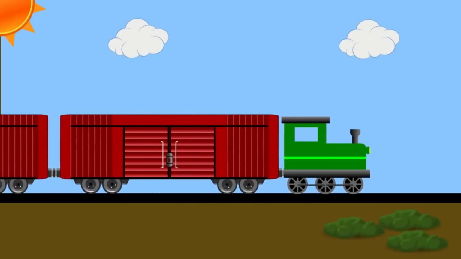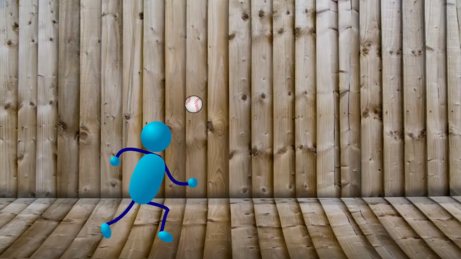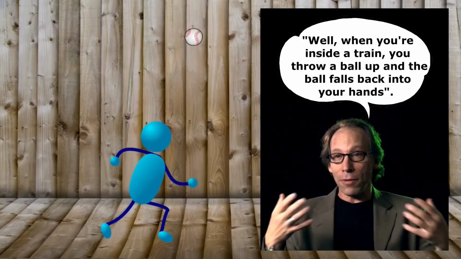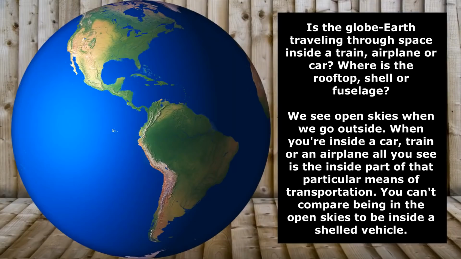Now the experts will come to you and compare the movement of the Earth to being inside a moving train or an airplane. The expert will tell you, well, when you're inside the train, you throw a ball up and the ball falls back into your hands. That's their explanation why we don't feel anything. They compare being on the surface of the Earth to being inside the train or an airplane.